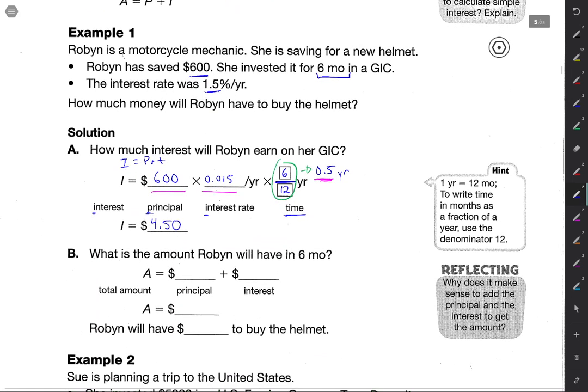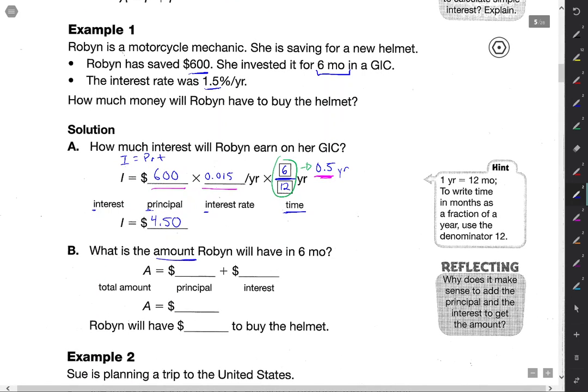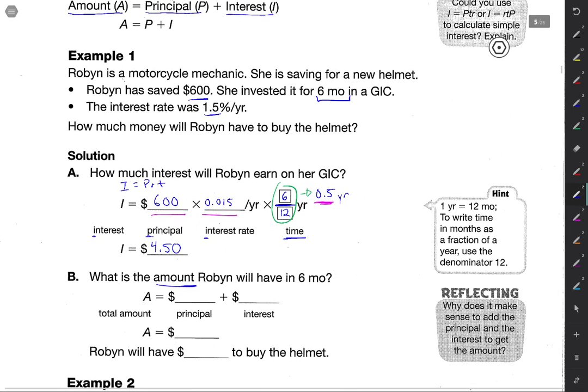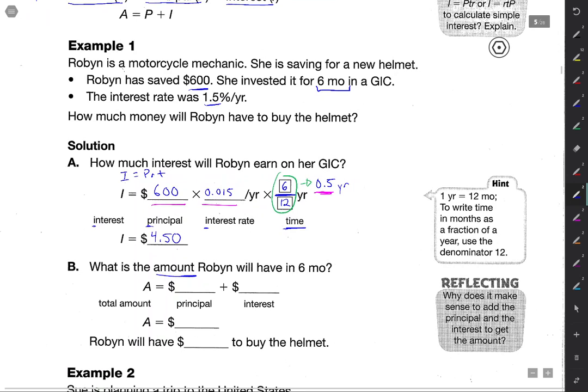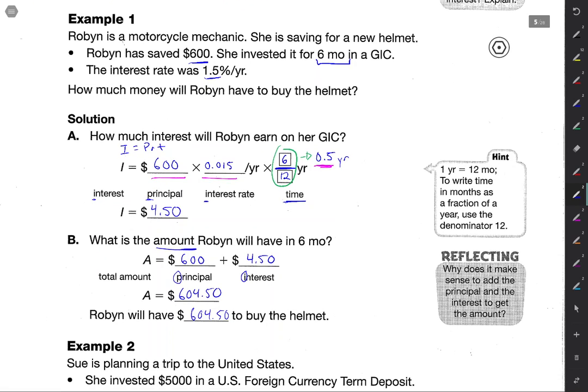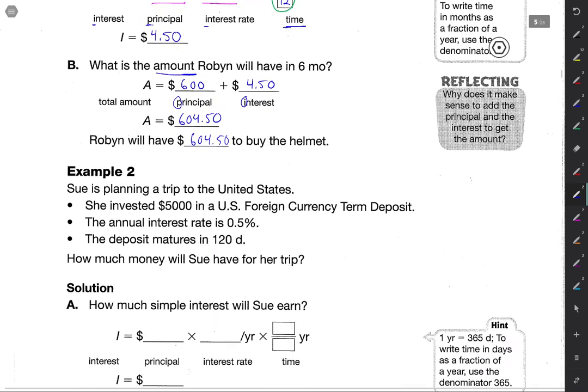Now in part B, it's asking what is the amount Robin will have in 6 months. So that's the formula that we looked at the top of this page. So the amount is equal to the principal plus the interest. So the initial amount she had was $600, and we are going to add $4.50 to that. So the total amount she will have is $604.50.